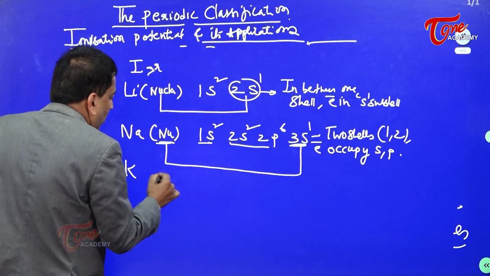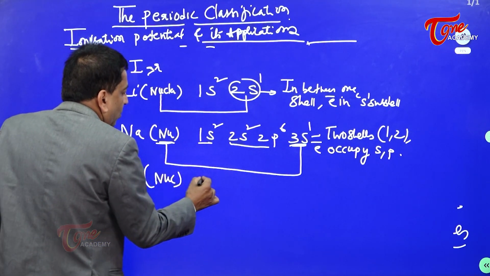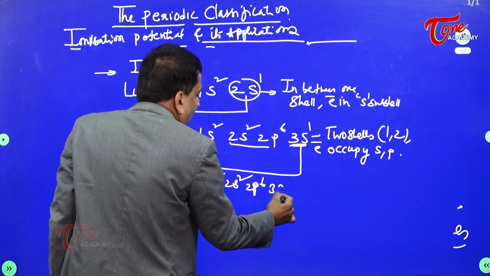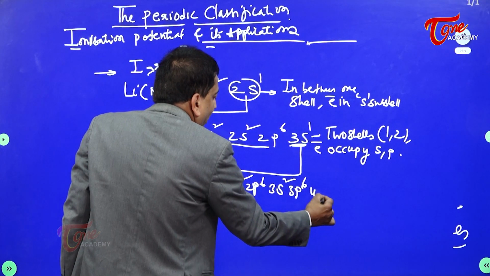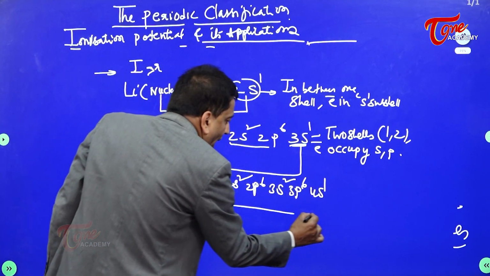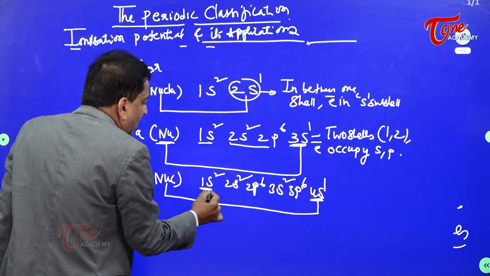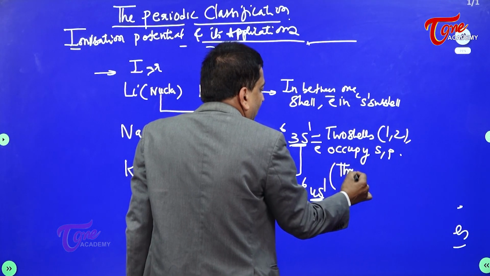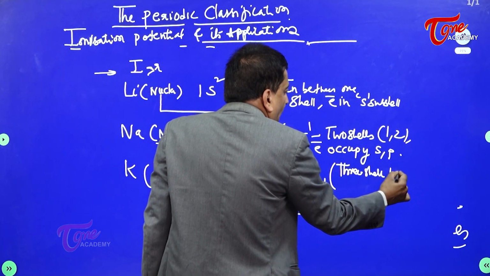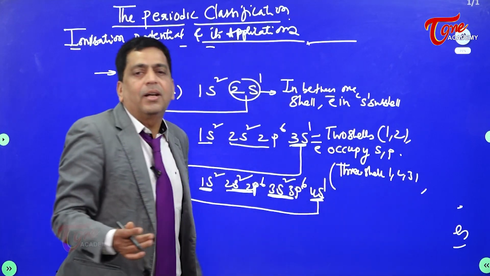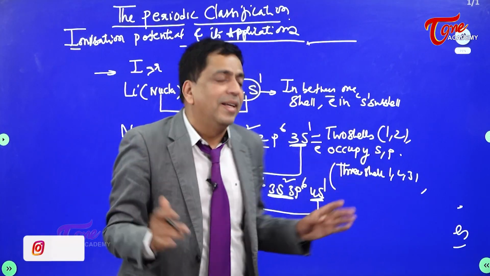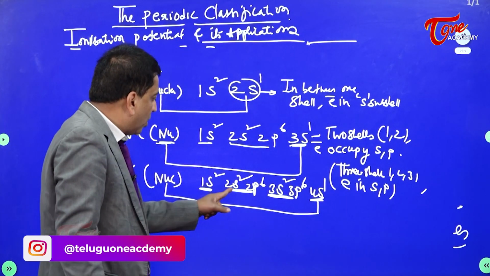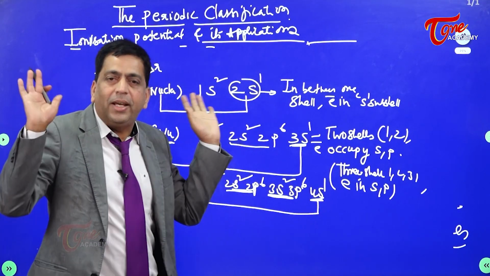then here is the nucleus of it. This is 1s2, 2s2, 2p6, 3s2, 3p6 and 4s1. And between the nucleus and this outermost shell, you have three shells, 1, 2 and 3. The electrons are in S and P, you can see they are occupying S and what? P. There is no D here, right?